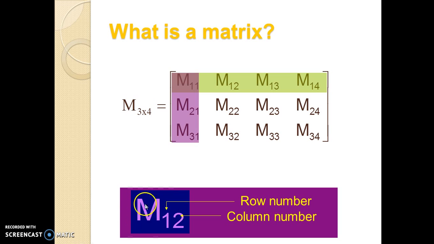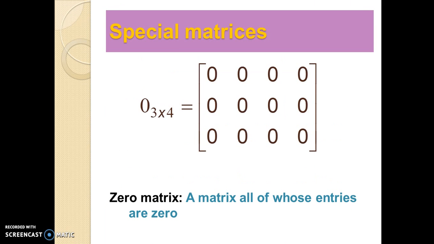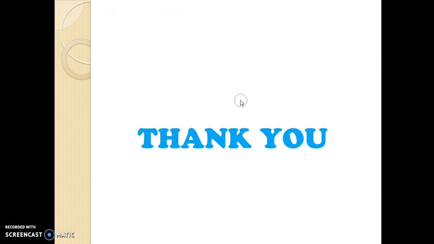Look here, M12 means the location of this M is at 1, 2, where 1 stands for the row number and 2 represents the column number. So M12 is located at row number 1 and column number 2. Some special matrices can also be used, such as the zero matrix, a matrix in which all of the entries are zero.